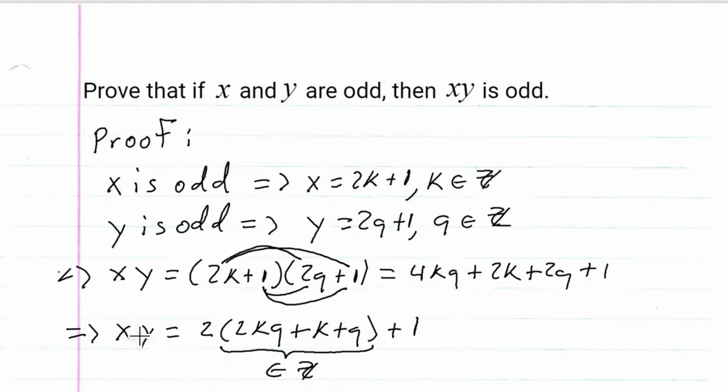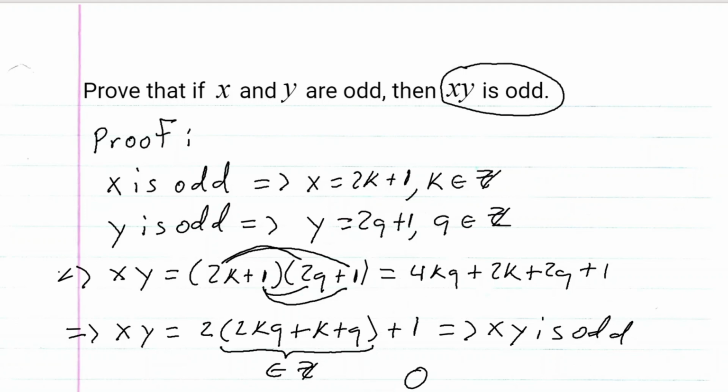Okay? So we have x times y is of the form 2 times an integer plus 1, and that is the definition of odd. xy is odd, right? And that's what we wanted. xy is odd. So Q.E.D.